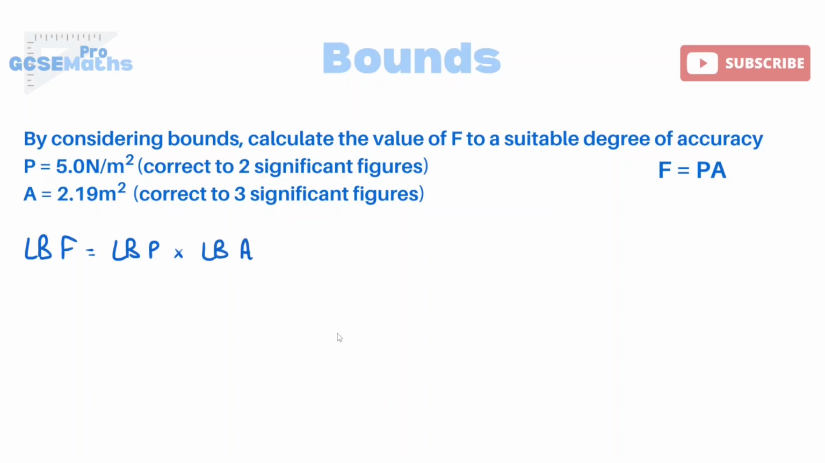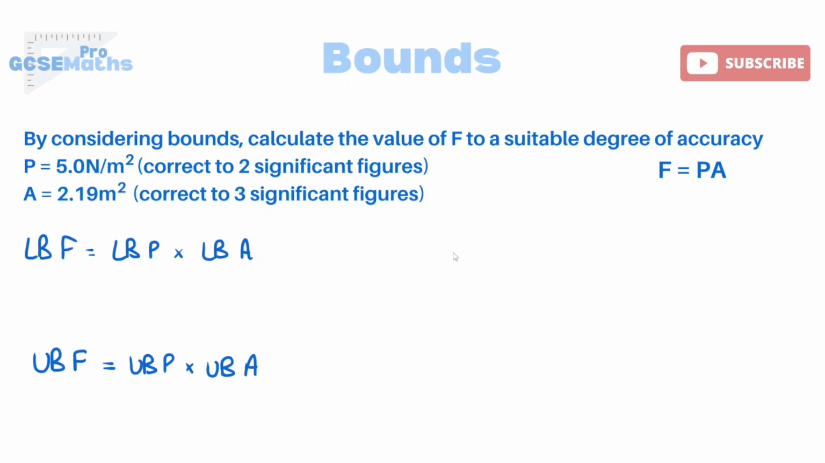So you have to make that decision yourself. Do I need the upper bound, the lower bound? Do I need a mixture? In this case, to find the lower bound of F, I need both the lower bounds of A and P. And in the same way, if I want to find out the upper bound of F, the biggest possible value of F, I want to times together the biggest possible values of P and A, the upper bounds of P and A. So I need to work out the upper and lower bound of P and A first.